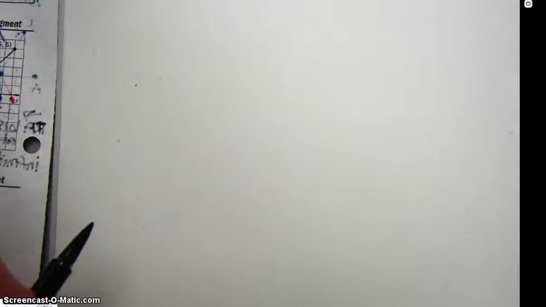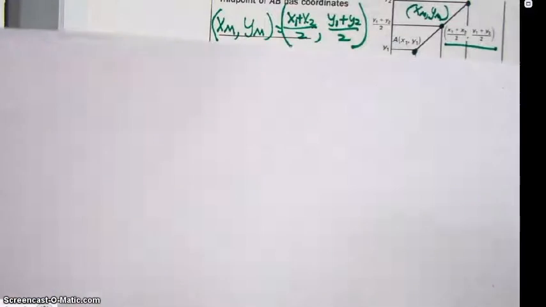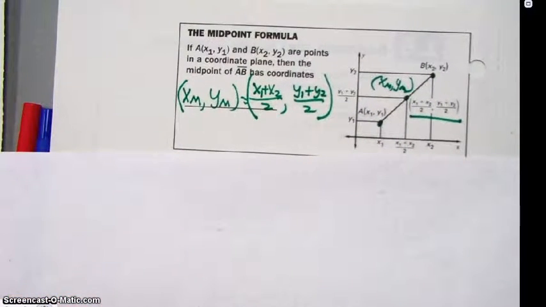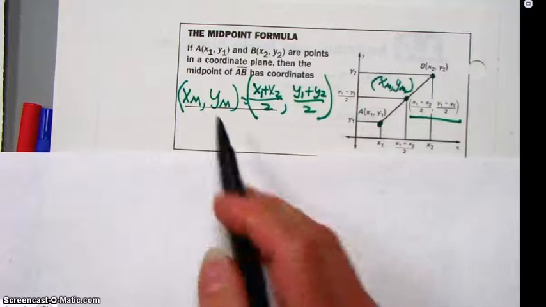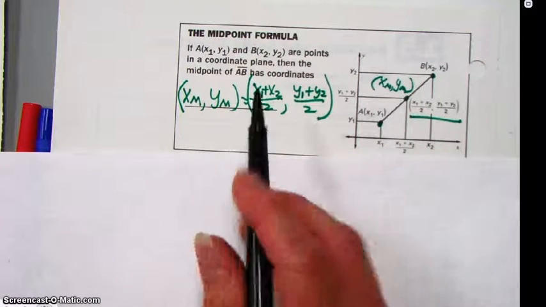Now if we look at the other side of this, we're going to look at how to write out the formula. And the first one, as I have right here, is the midpoint formula. The midpoint formula, this is called x sub m, y sub m, and this is just more or less taking the mean.